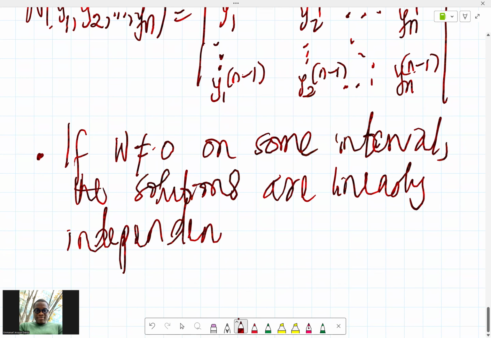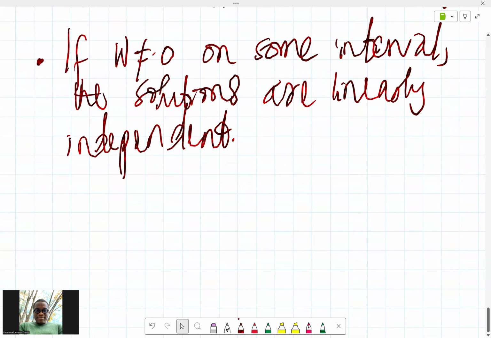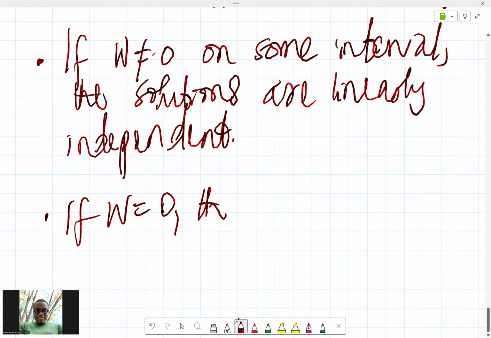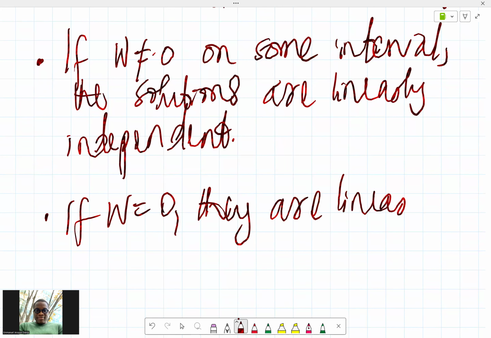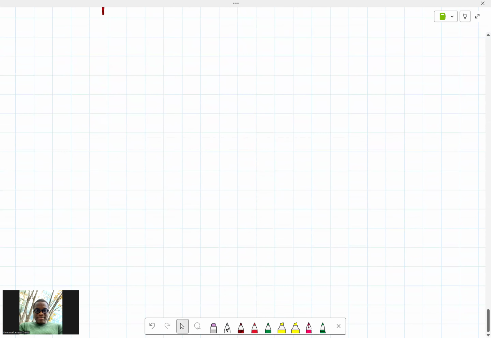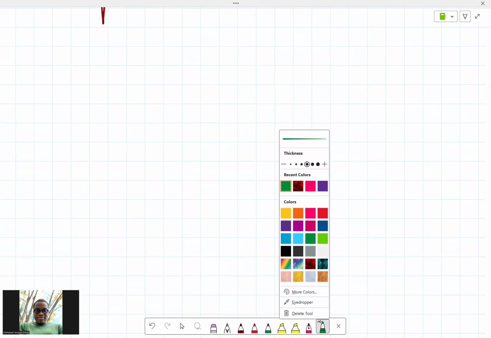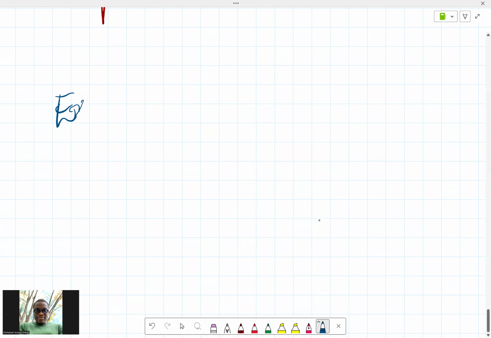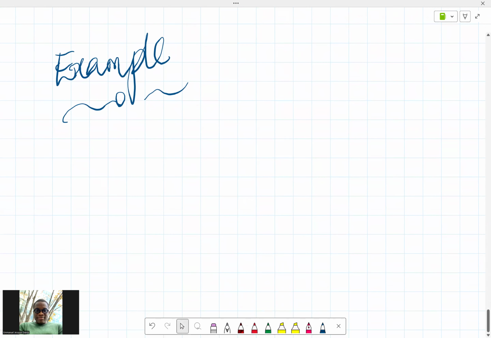So you can then go further and do other things you need to do. But if the Wronskian is equal to zero, then the solutions are linearly dependent. That means that only one solution is good enough to represent all the rest. That's the idea there. Having taken care of this, we can take an example. We'll take just a single example, and that can help to deal with any other example that comes.